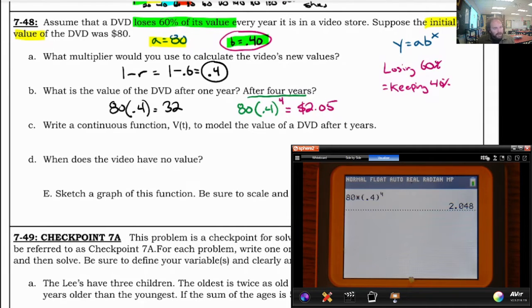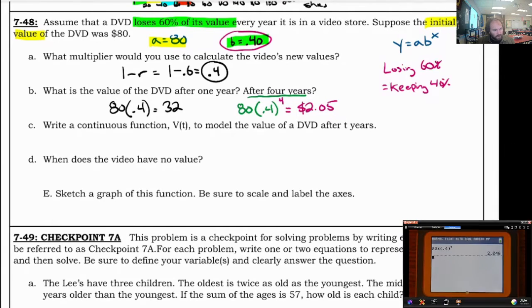So as far as writing a continuous function to model the value of the DVD after t years, well, we've kind of already done this too if you've mapped out what a and b are. We're just going to use this general skeleton up there, but instead of saying y equals, we're going to use v of t equals. We're going to write that v of t equals $80 times 0.4 to the t power, like that. So any number of years that goes by, you just plug in that number for t, and that tells you what the value is.